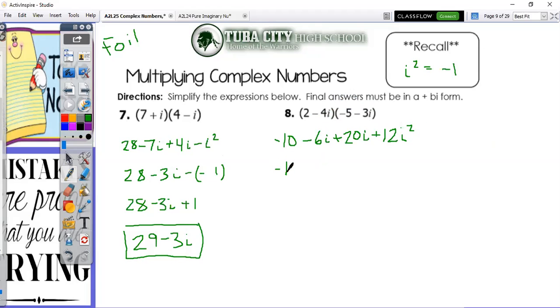And let's go ahead and combine what we can. So negative 10. And let's see, here we have plus 14i plus 12 times negative 1. Now there's kind of a shortcut here. If you notice that anytime you have an i squared, it's just going to reverse the value of that last number. So here I have positive 12, and it's going to make it into negative 12. So negative 10 plus 14i minus 12.